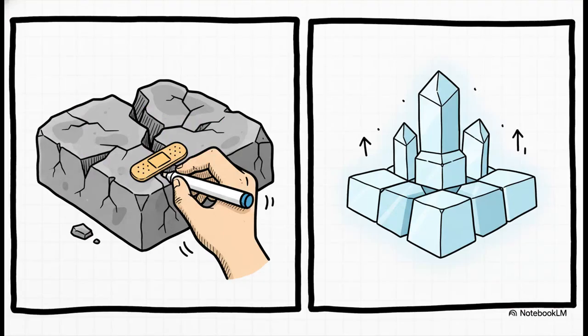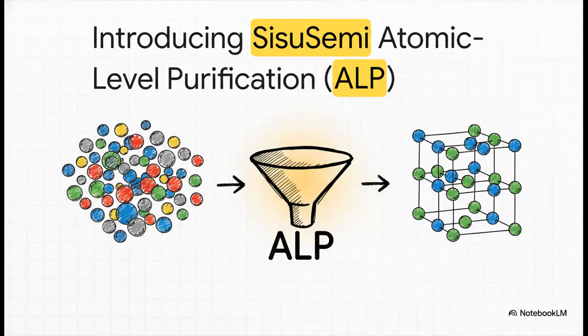And that leads to a really powerful idea. What if, instead of just patching the cracks, you could rebuild the entire foundation? Make it structurally perfect right from the start? Well, that's exactly the idea behind this brand new approach. It's called SisuSemi atomic level purification, or ALP for short. And this thing is a total game changer because it's designed to do just that. Rebuild the interface structure, make it perfect during the manufacturing process.